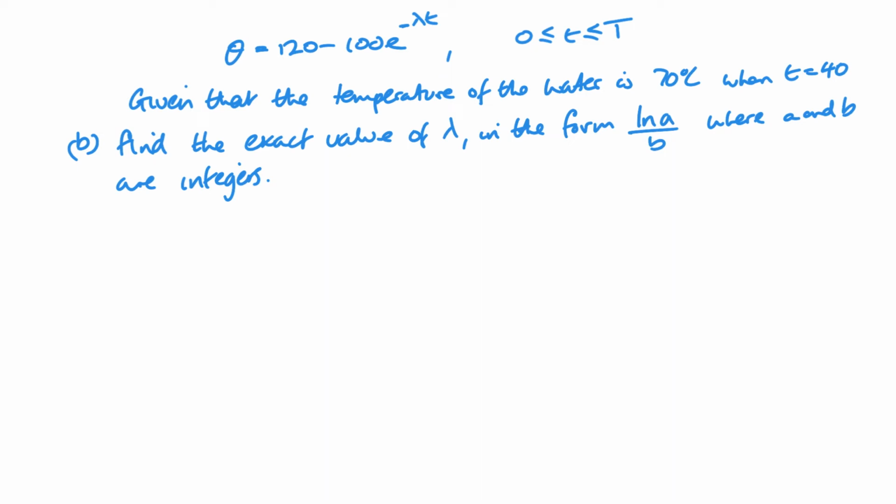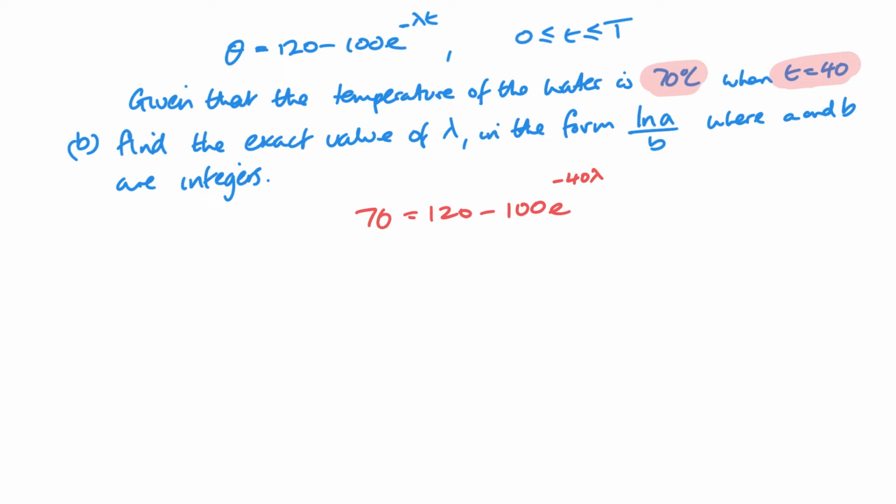Now in this one we're told that when the temperature is 70 degrees, the time is 40 seconds. So I need to substitute that in. So 70 equals 120 minus 100 e to the minus 40 lambda.